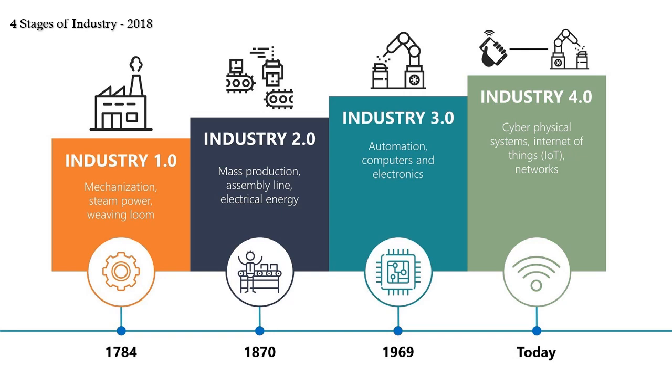The third one was in 1969, when IT and computer technology got involved, and they are used to automate processes. In this presentation, I'm going to talk about the fourth industrial revolution, which was pretty much declared in 2018, and it is here to enhance automation and connectivity with CPS.